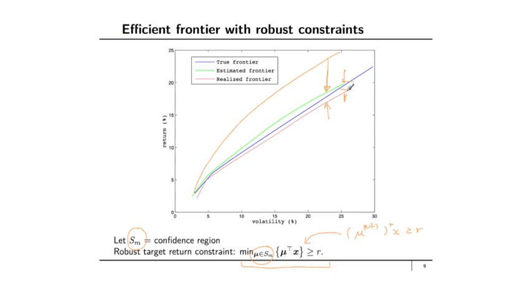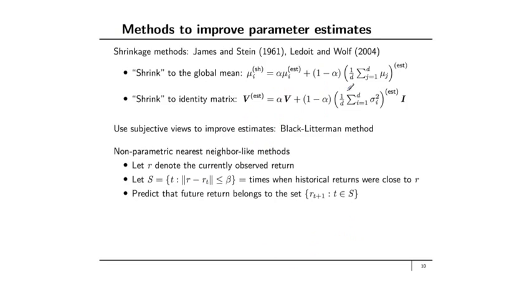All of these methods were focused on trying to improve the optimization strategy. There is a flip side to this methodology where one tries to improve the estimation strategy. So here are some methods that people have used to improve parameter estimates. One of the most popular methods is the so-called shrinkage methods. And what one does in these shrinkage methods is that one shrinks to some global quantity.